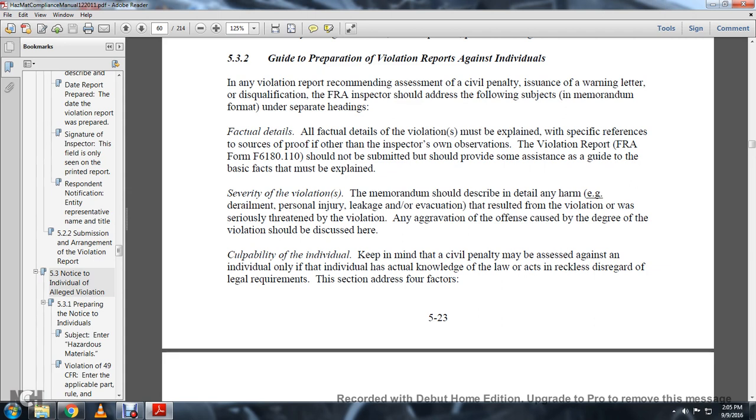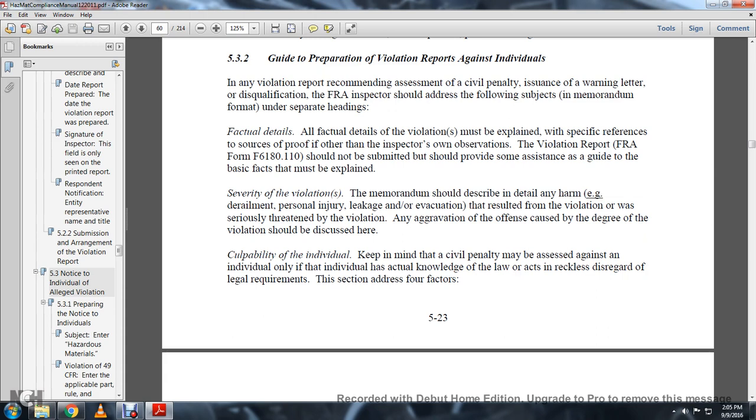Severity of the violation. The memorandum should describe the detail and the harm, such as derailment, personal injury, or evacuation, that resulted from the violation, whether it seriously threatened safety, and any aggravation of the offense. The degree of the violation should be discussed here.